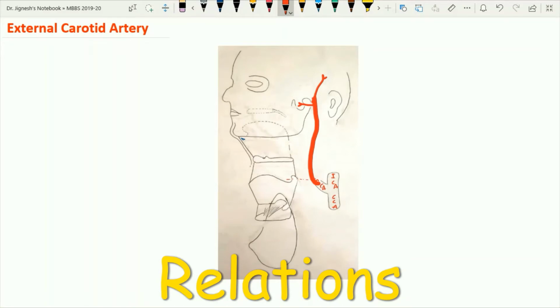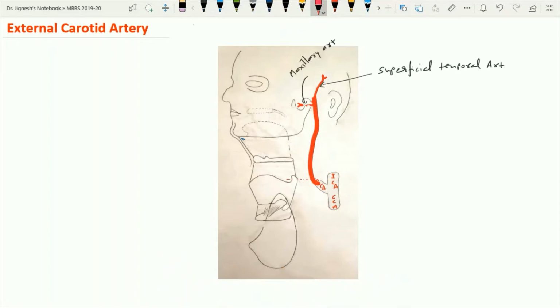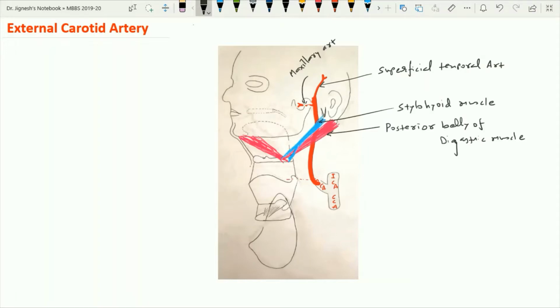At the site of its origin, this external carotid artery lies anteromedial to the internal carotid artery. When it passes upward, it is overlapped by the posterior belly of the digastric muscle and stylohyoid muscle. From here, as the artery inclines upward, it passes through the substance of the parotid gland, within which it divides into two terminal branches.